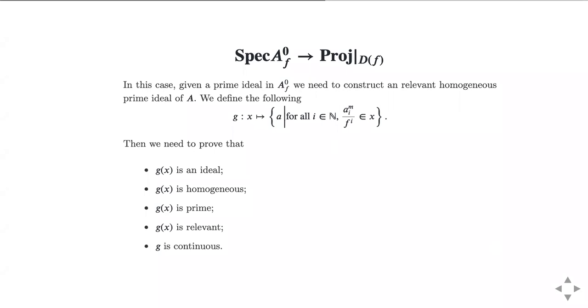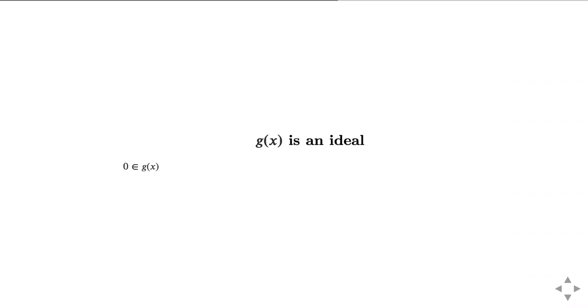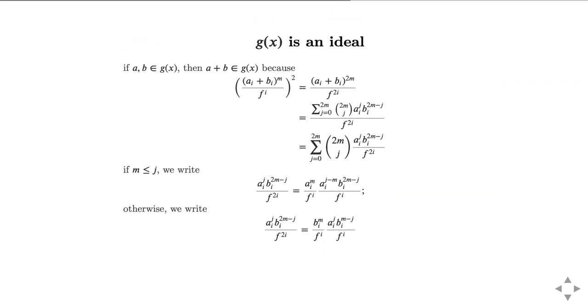And there is a lot of work to do because we need to actually check this random set is an ideal. We need to check this is homogeneous. We need to check this is prime. We need to check this is relevant. And we need to check this is continuous. So this is an ideal because first of all, zero is in GX. And if A and B are in GX, then their sum is in GX. If you try to just prove that Ai plus Bi to the power of M divided by F to the power of I is in GX, then you cannot make it very far. The correct way to do that is actually you raise it to a square, then check this square is actually in GX.